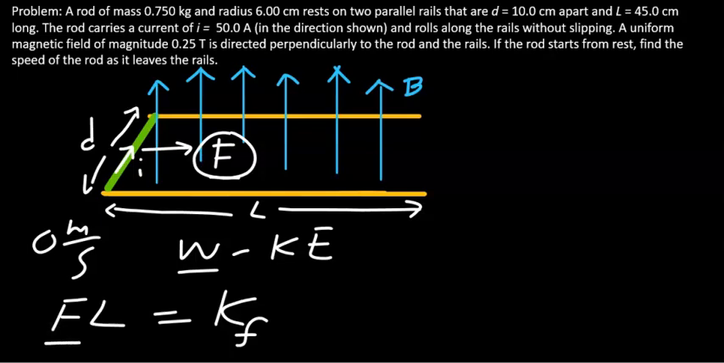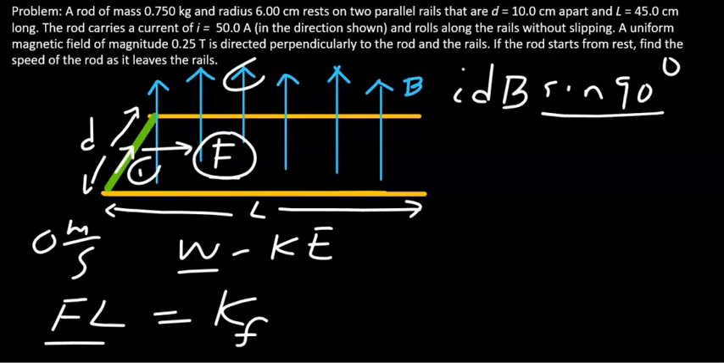So let's write down the left-hand side of this equation. The magnetic force is given by current times the length of the rod times the magnitude of the magnetic field. The direction of the current and the magnetic field is perpendicular to each other, so sine 90 is 1. The distance the rod travels is capital L. Now let's work out the right-hand side.